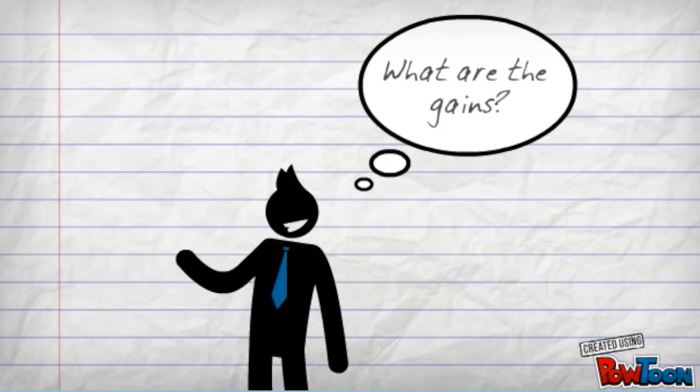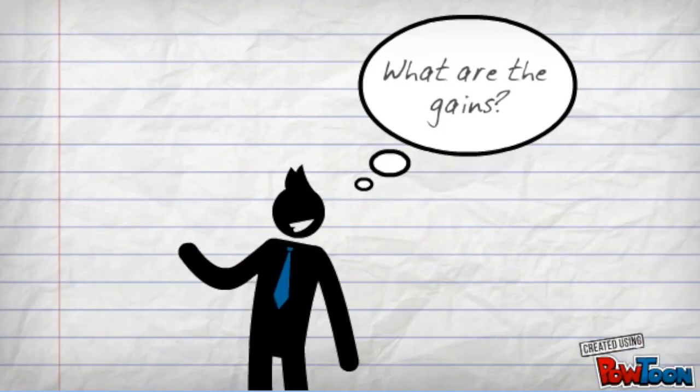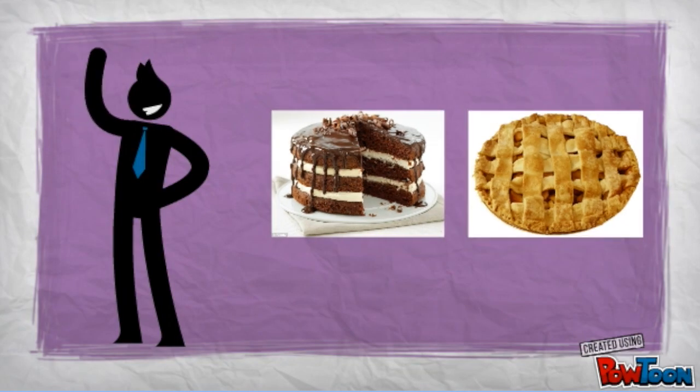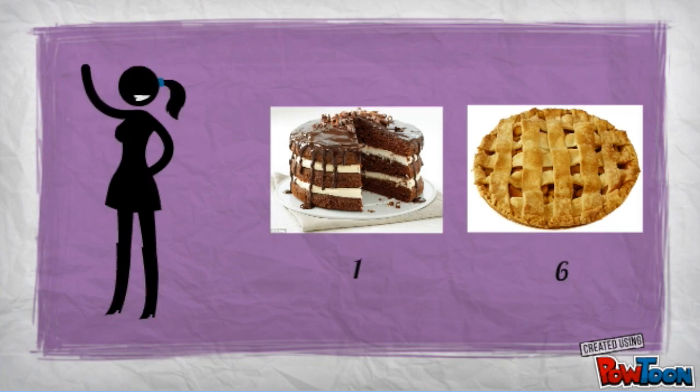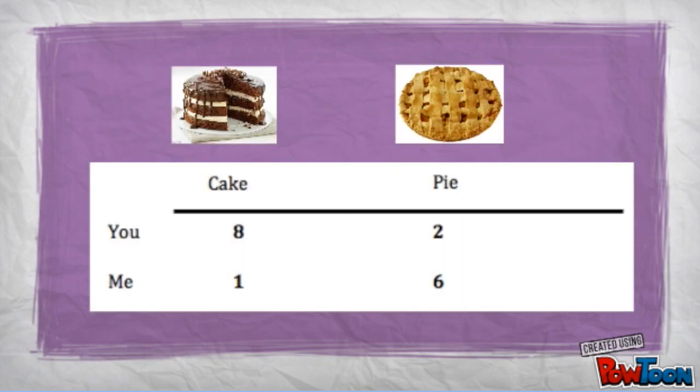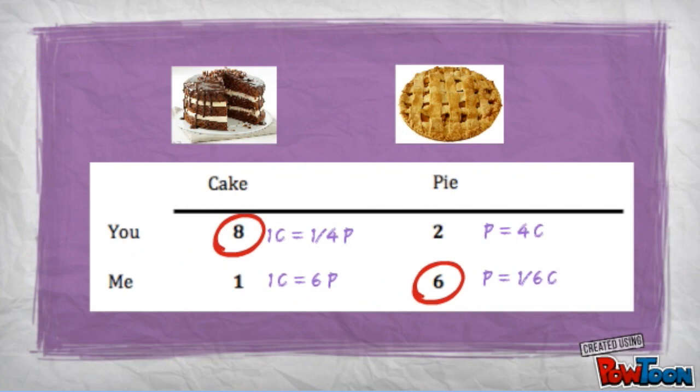So you're probably wondering, well, what are the gains for trading? So let's say you open up a bakery, and in one day you can bake 8 cakes and 2 pies, and I can bake 1 cake and 6 pies. So when we compare our opportunity costs, you can see that 1 cake is equivalent to a fourth of a pie for you, and 1 pie equals to 4 cakes. For me, 1 cake equals to 6 pies, and 1 pie equals to 1/6 cakes.